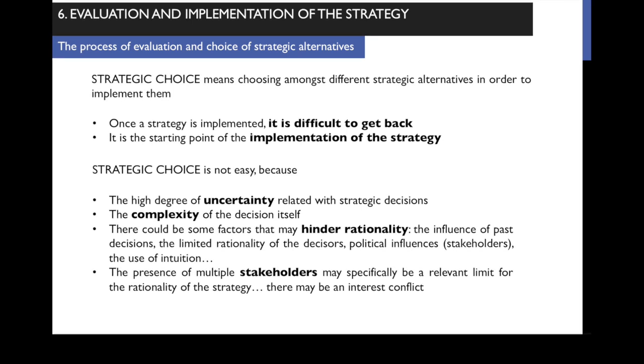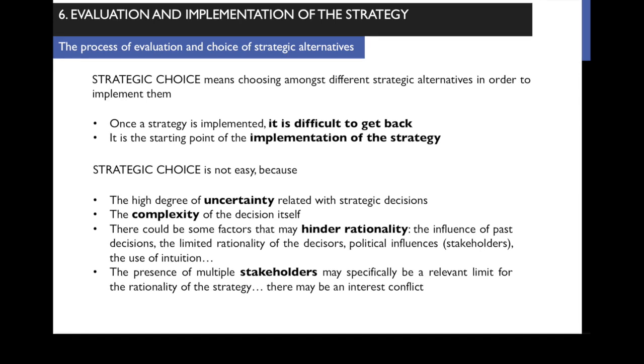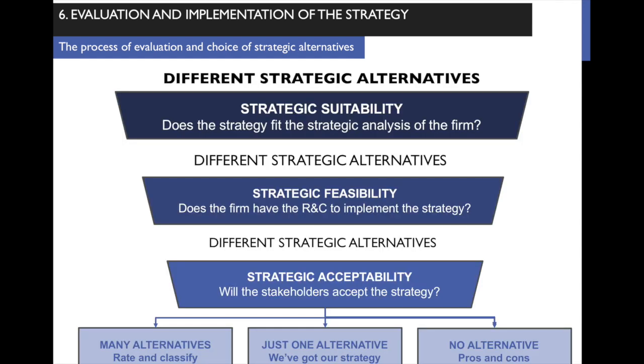Especially the presence of stakeholders may be a limit to rationality. There could be interest conflicts between different stakeholders whenever we are choosing a strategic course, a strategic alternative. And as I said, we are going to get a bit deeper into that. So this complex process has three main steps.